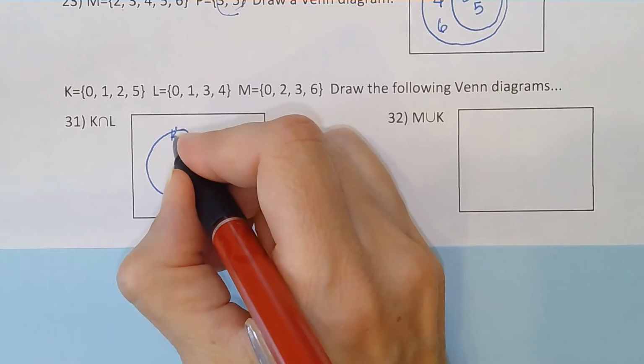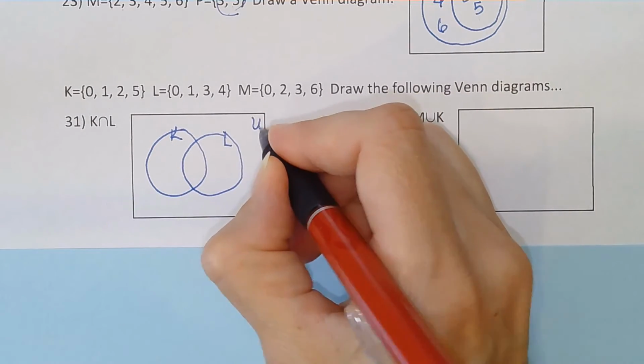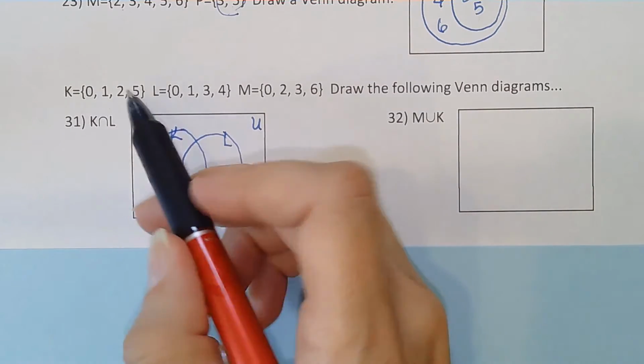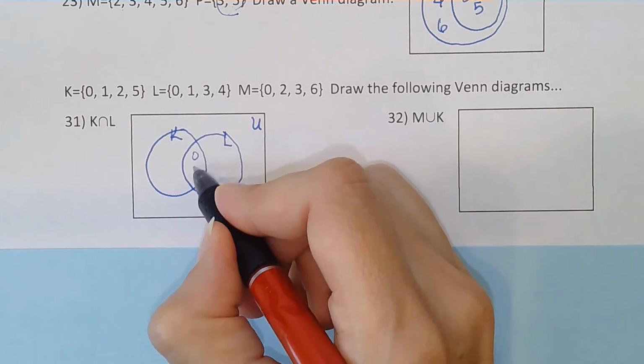So I've got K, and this will be L, in my universal set. And I'm going to start with, what do they have in common? They have 0 and 1 in common. So I'm going to put those here.